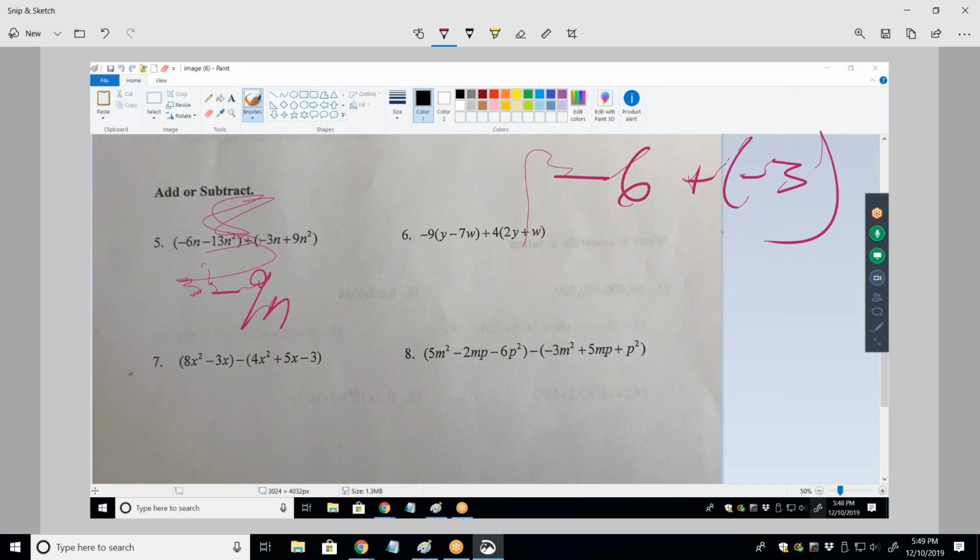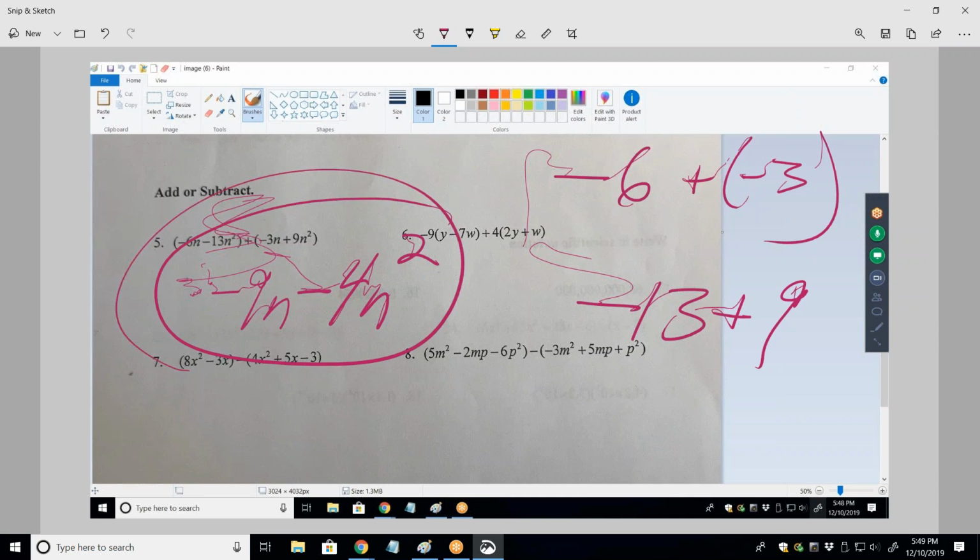With me? Now, what's negative 13n squared plus 9n squared? Which is basically the problem negative 13 plus 9. It's negative 13 plus 9. Use your calculator if you have to. I'd rather you be able to do it in your head, but use your calculator. Negative 4. So that's negative 4n squared. That's the answer.